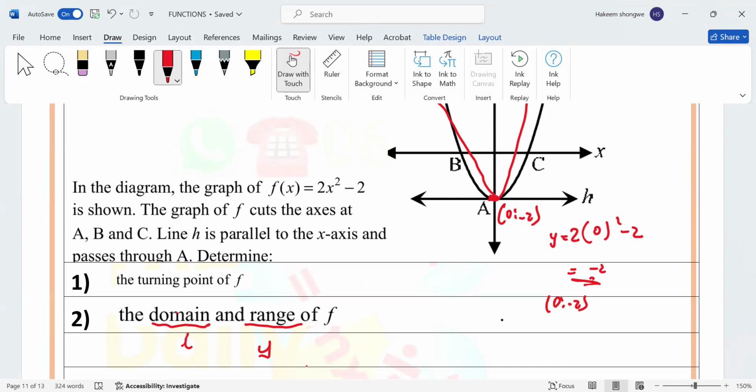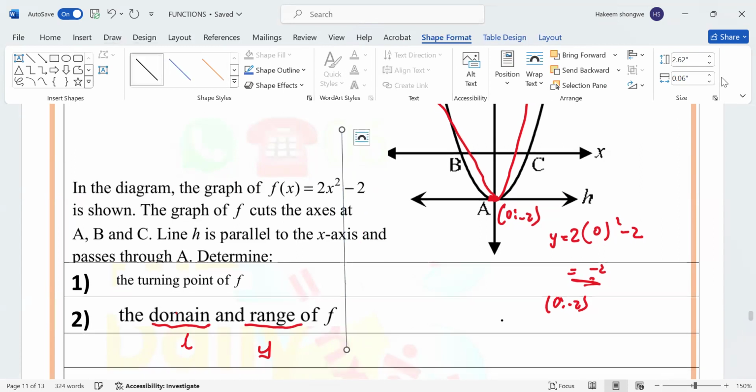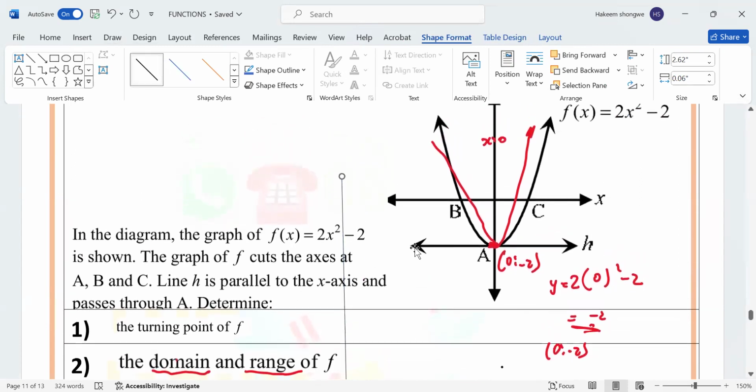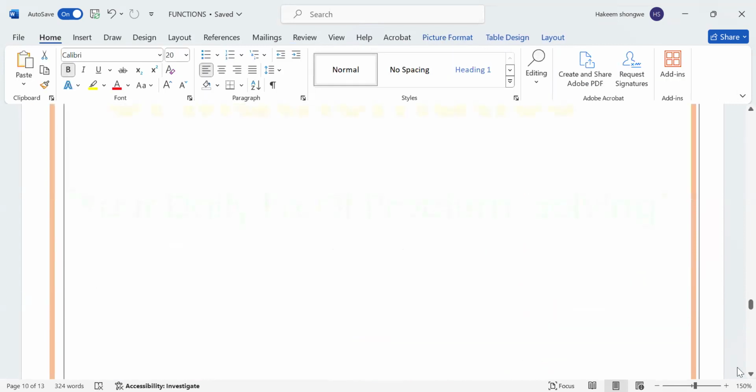Let's start with the domain. Domain are possible values of x. How do you get the possible values of x? We're going to use what we call a vertical line. Remember, we said x is equal to 0, it was a vertical line. That's what I'm going to do. I am going to take a vertical line, a line that looks like this, and with this line here, I am going to look at f of x. I'm just going to be concentrating on f of x.